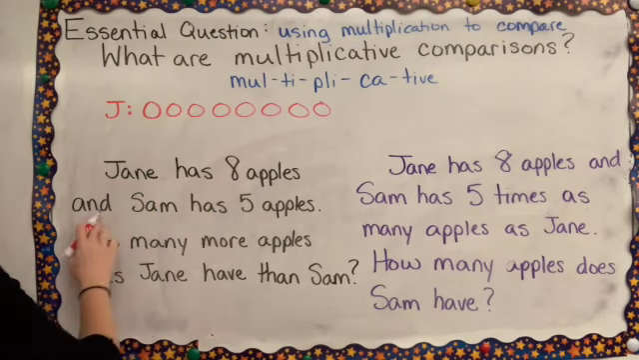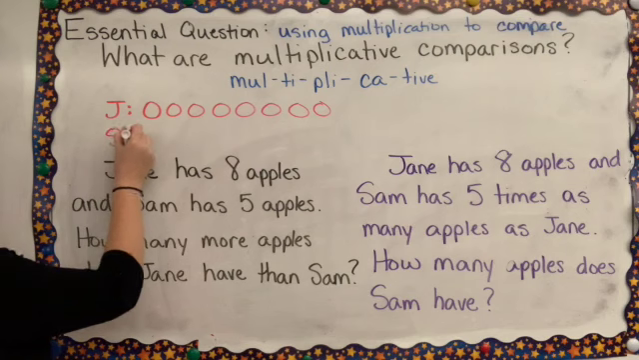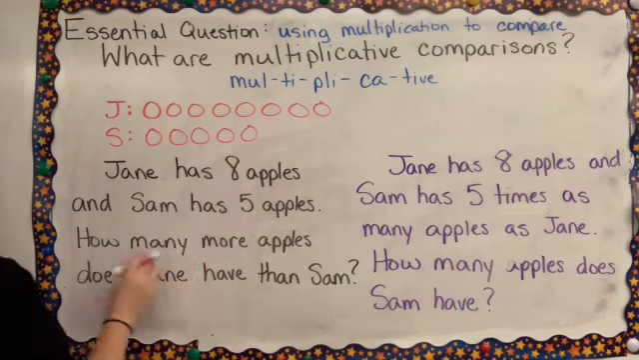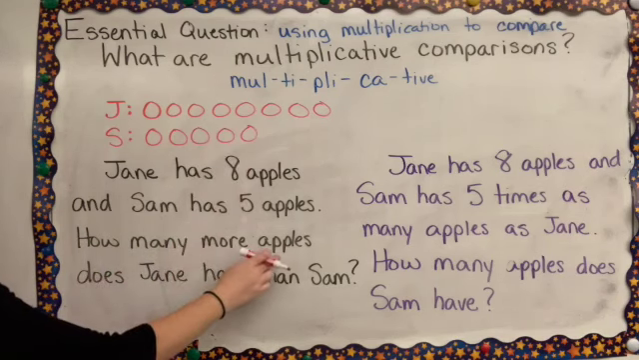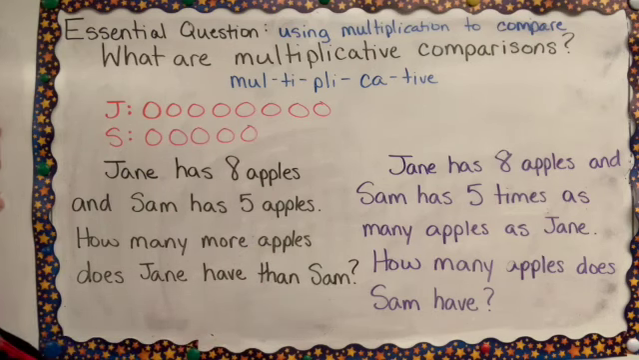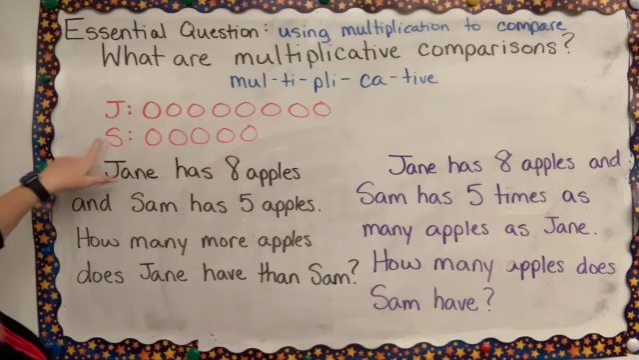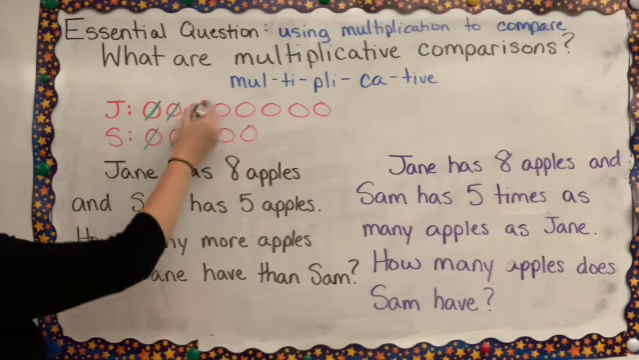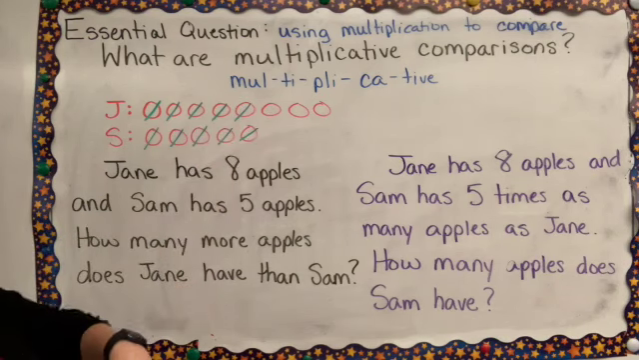Jane has 8 apples and Sam has 5 apples. We have Sam. 1, 2, 3, 4, 5. How many more apples does Jane have than Sam? How many more does Jane have than Sam? Well, if Jane has 8 and Sam has 5, then they both have 5, right? But the question is, how many more does she have?